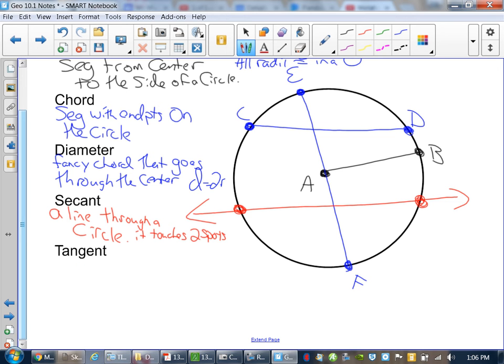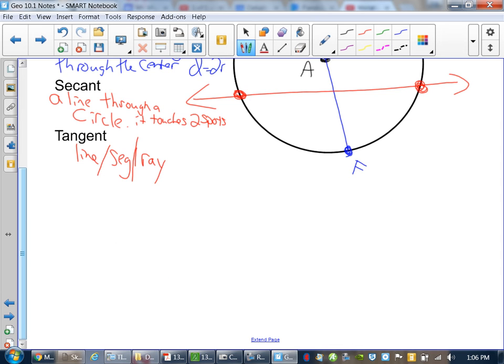It could be a line, a segment, or a ray. Let me move this up here. That touches the circle at exactly one spot.